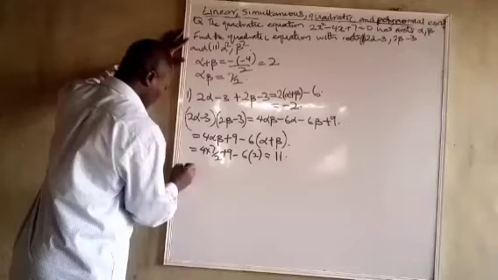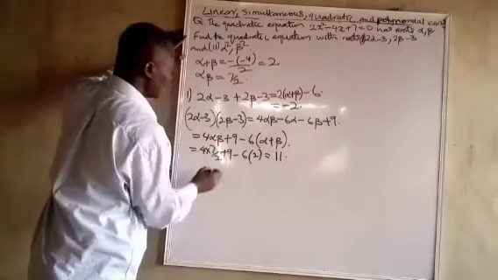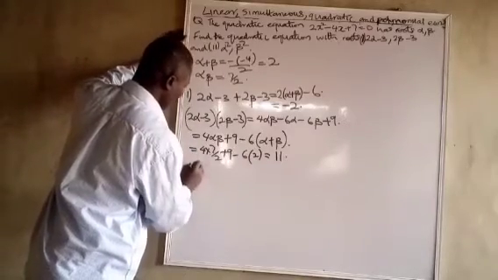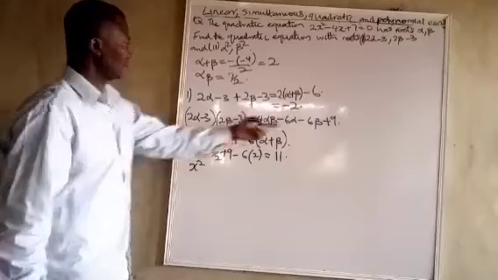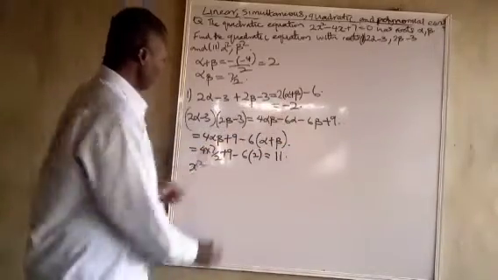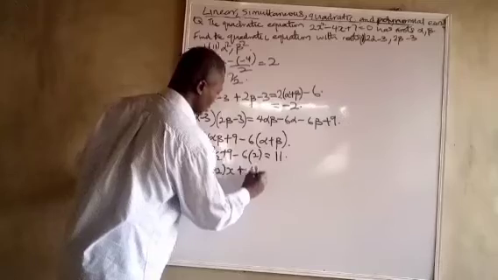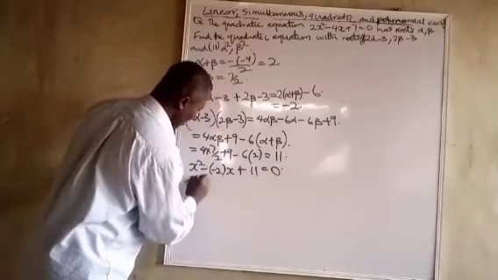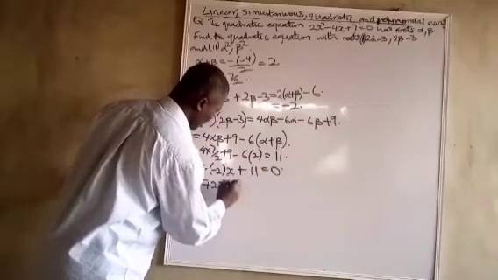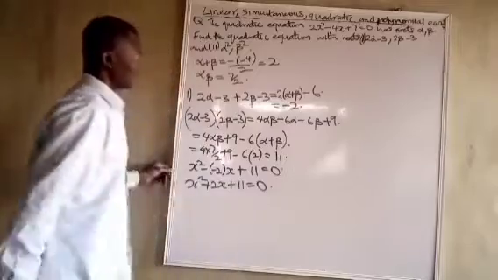So for the first one, the new equation will be x squared minus the sum, which is minus 2, so minus minus 2x, plus 11 equals 0. So I have x squared plus 2x plus 11 equals 0.